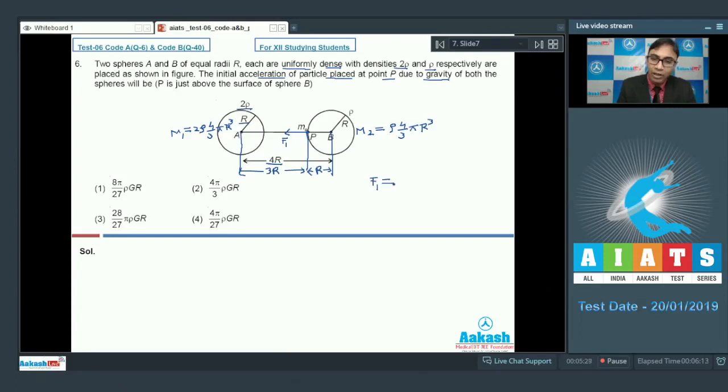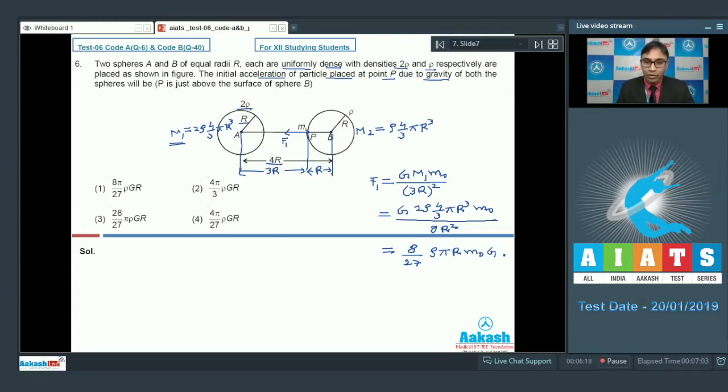F1 can be written as G into mass of sphere 1 into mass of the particle divided by distance square. If I put the value of m1 here, you will get G into 2 rho into 4 by 3 pi r cube into m0 upon 9r square. That will be equal to 8 by 27 rho pi r m0 into G. This will be our F1.